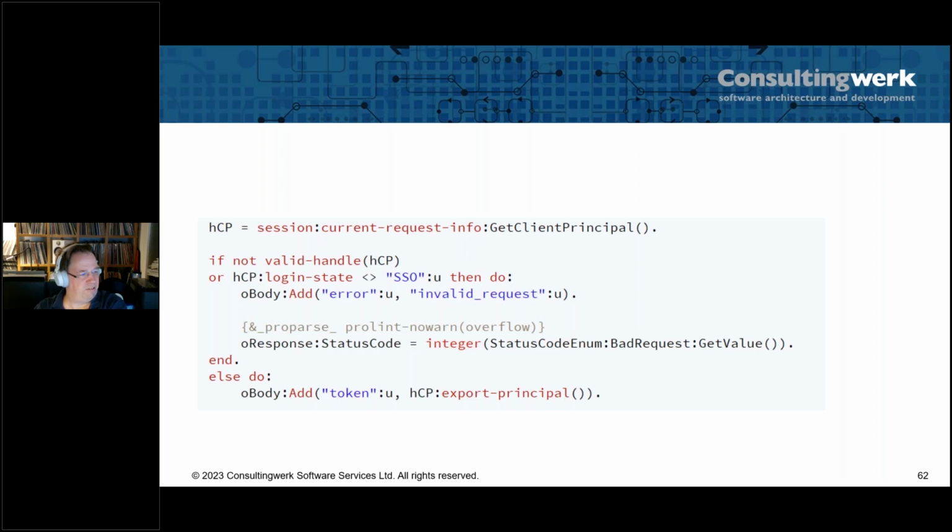So in the last line here in this screenshot, I export the client principal, which takes the client principal object handle and converts it into raw ABL data. And that's all we need to do to convert the JWT token into an OpenEdge client principal using PASOE.